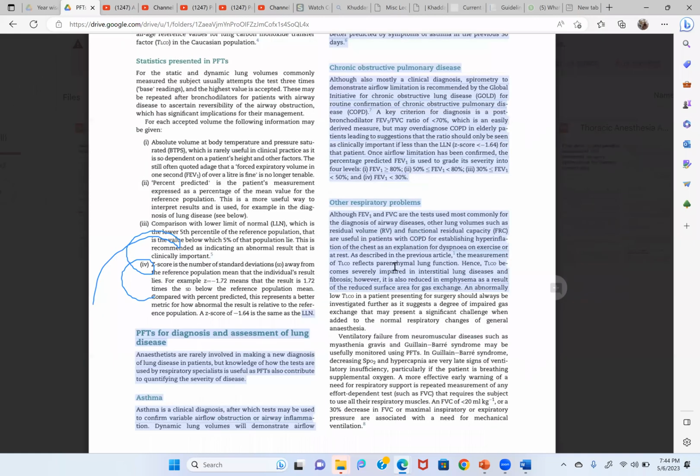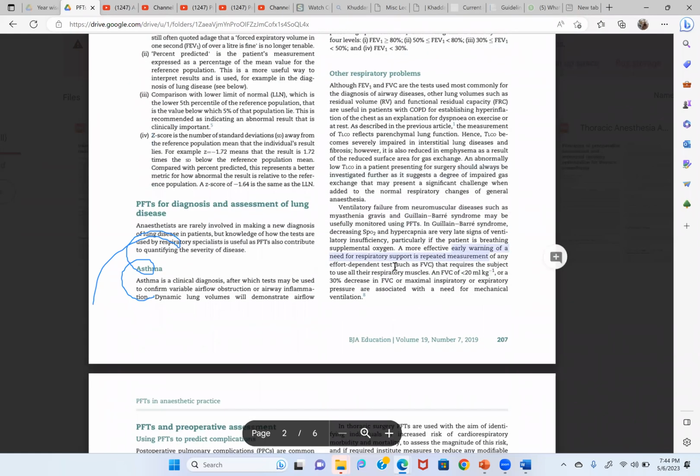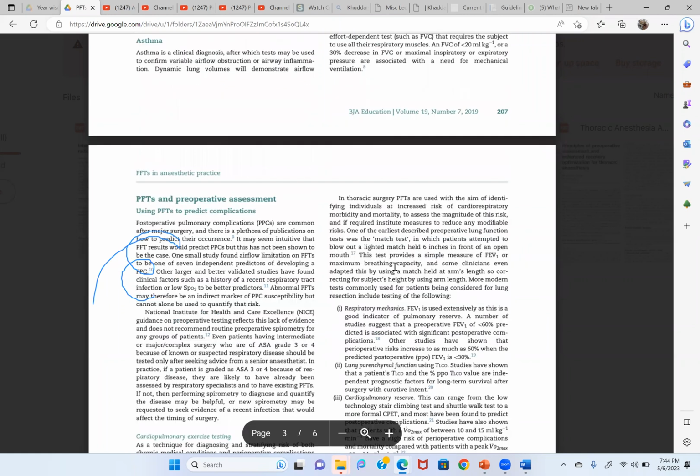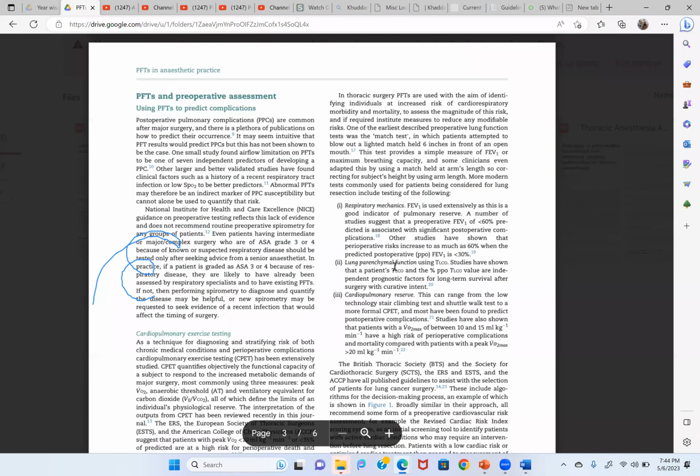Then again, some other conditions like GB syndrome or renal failure, you will have something. I think I have just highlighted the main points which I wanted to have.